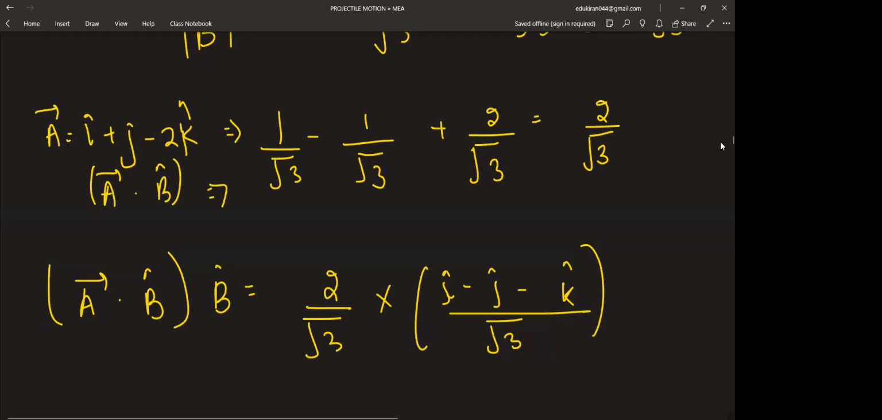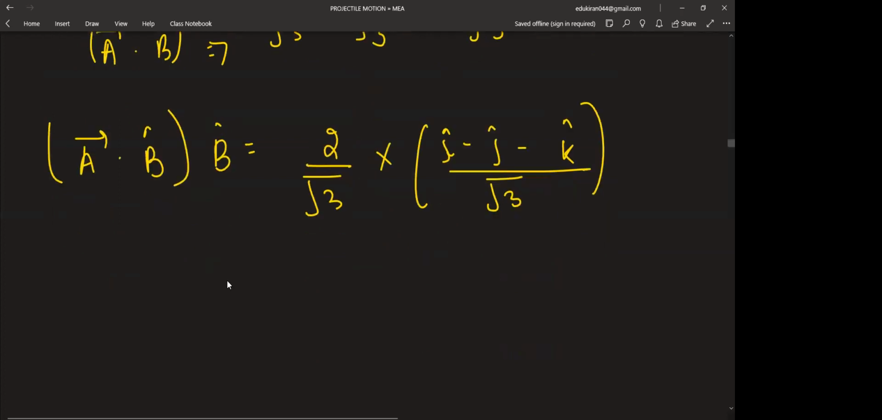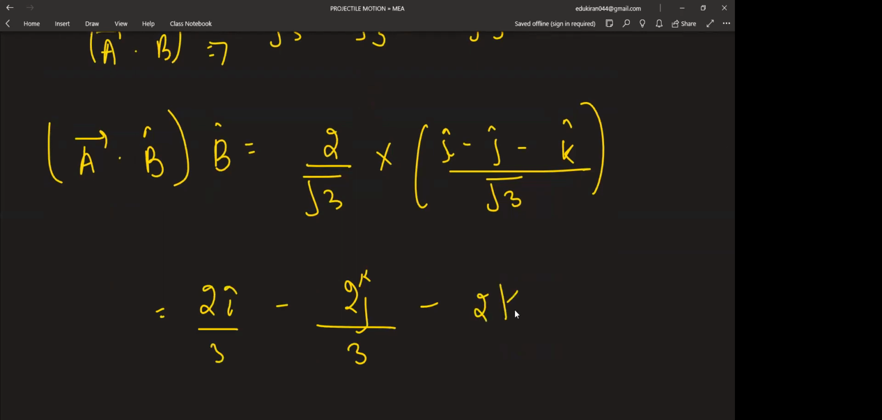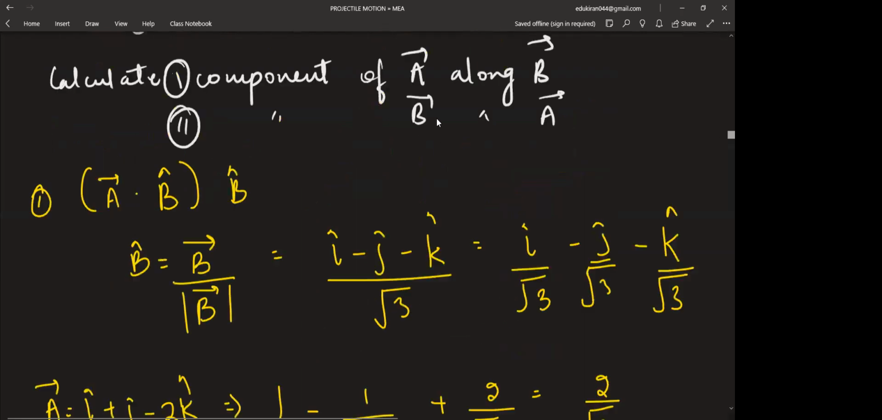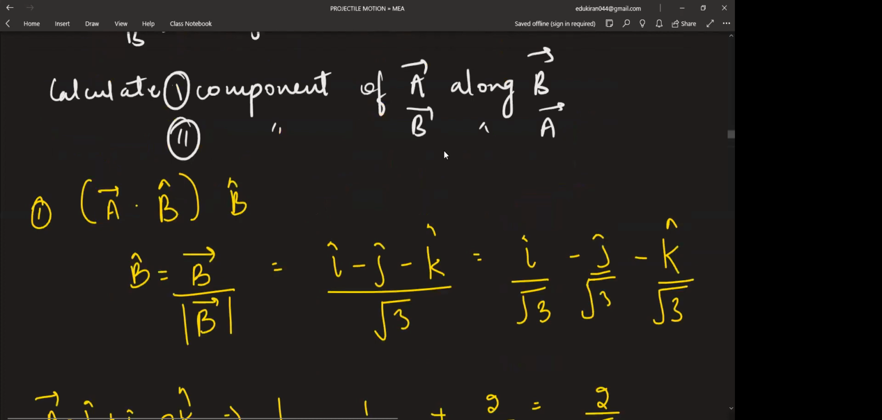So let us multiply these two terms. So this will become 2 I cap by 3 minus 2 j cap by 3 minus 2 k cap by 3. Why 3? Because root 3 into root 3. Similarly, you have to calculate the second part, when you have to calculate B vector along A. So here you will have A cap and here you will have B vector. It will be reversed. Write it down.